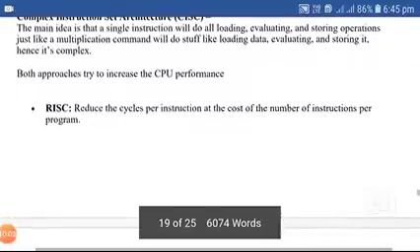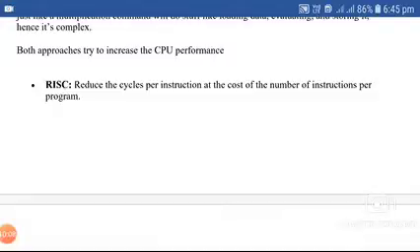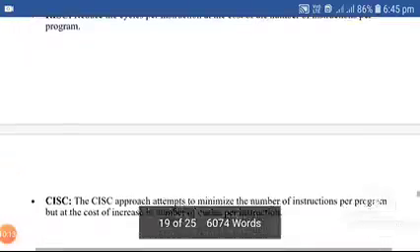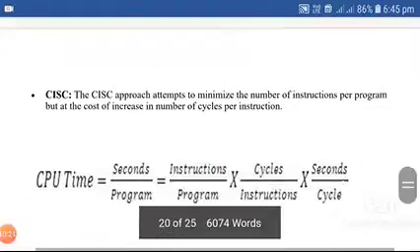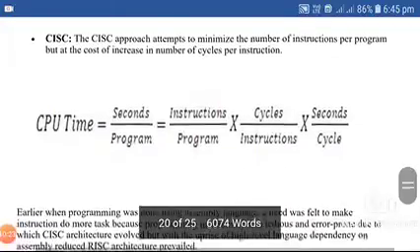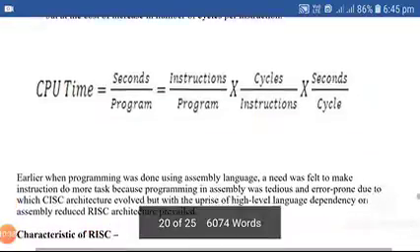Hence it is complex. Both approaches try to increase the CPU performance. RISC reduces the cycles per instruction at the cost of the number of instructions per program. The CISC approach attempts to minimize the number of instructions per program, but at the cost of an increase in the number of cycles per instruction. You can calculate the CPU time using the formula: seconds per program equals instructions per program into cycles per instruction into seconds per cycle.